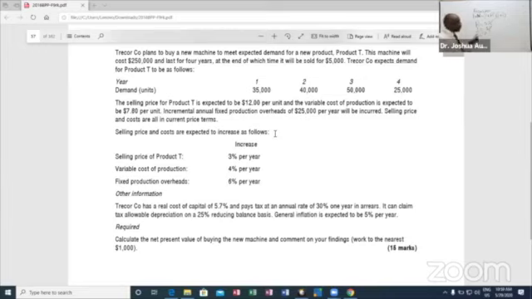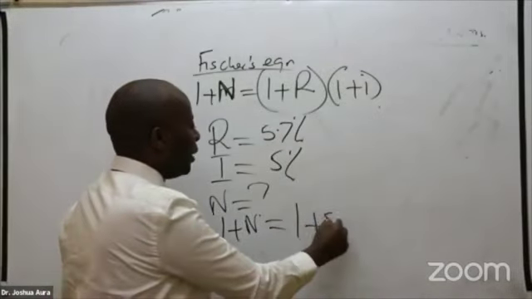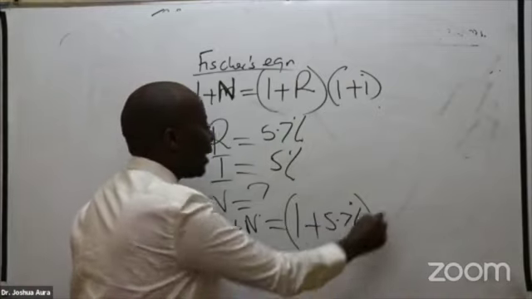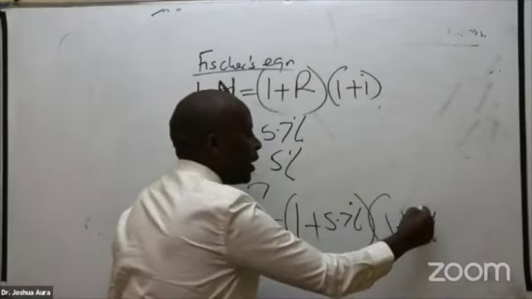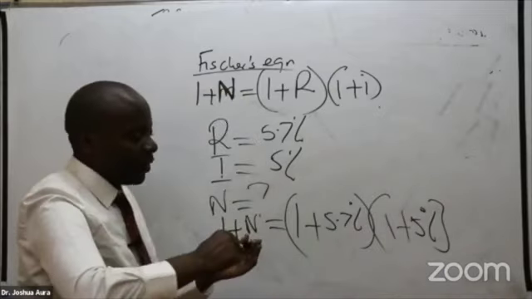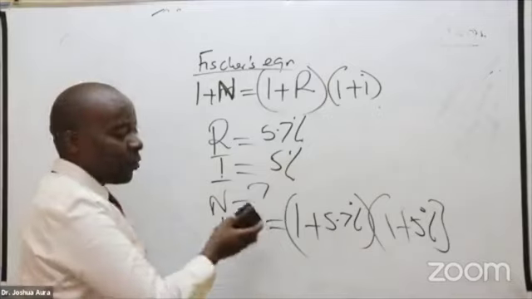How do I get the nominal from this particular question? I can say 1 plus nominal equals 1 plus our real of 5.7% into 1 plus our general inflation, which is 5%.